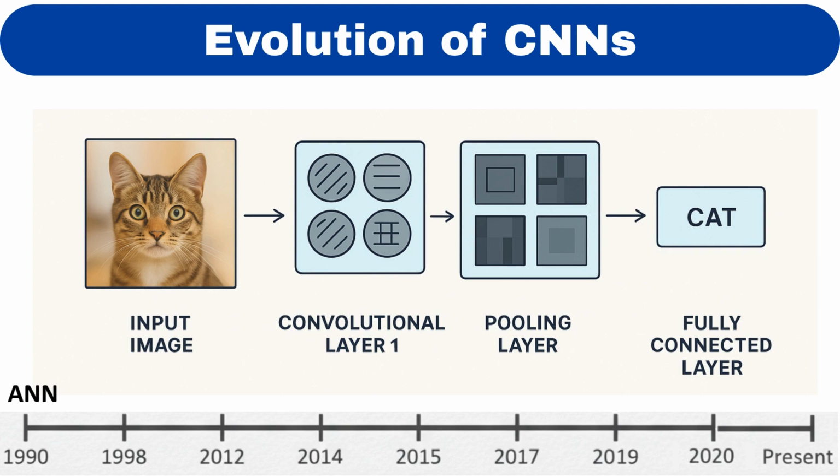CNNs changed that mechanism. They introduced convolutional layers that learned local patterns, pooling layers that reduce the dimensions, and deeper hierarchies that build up from edges to textures to full objects.